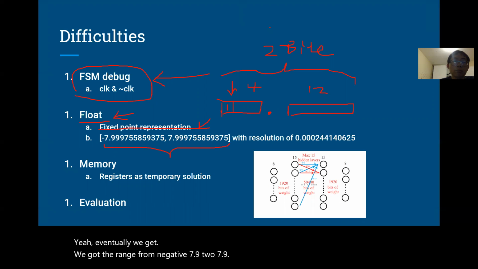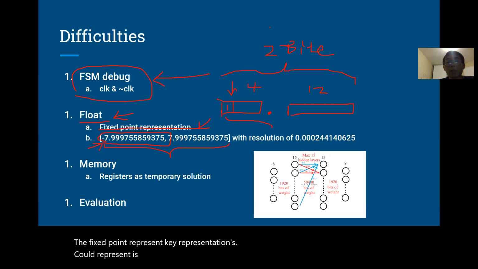That's how the smallest number that the fixed point representation could represent is negative 0.79. And the resolution we got down to 0.0002.